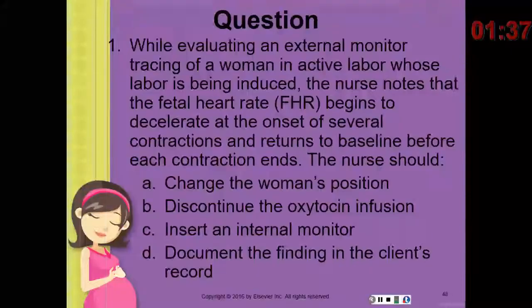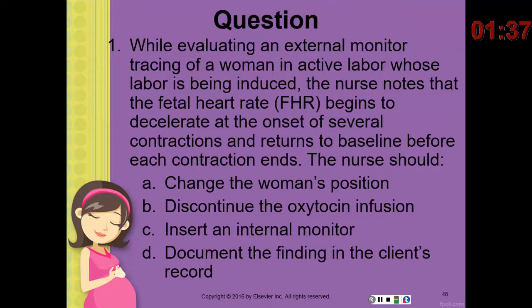Okay. Question. While evaluating an external monitor tracing of a woman in active labor whose labor is being induced, the nurse notes that the fetal heart rate begins to decelerate at the onset of several contractions and returns to the baseline before each contraction ends. The nurse should do what? A, change the woman's position. B, discontinue the oxytocin infusion. C, insert an internal monitor. D, document the finding in the client's record.